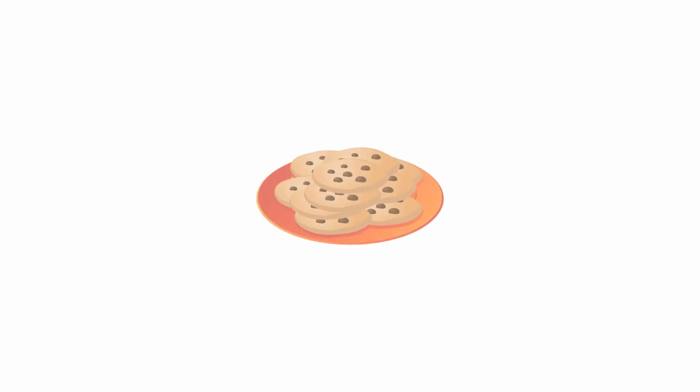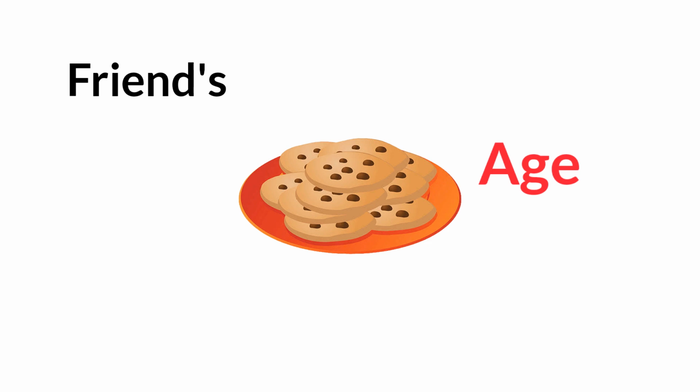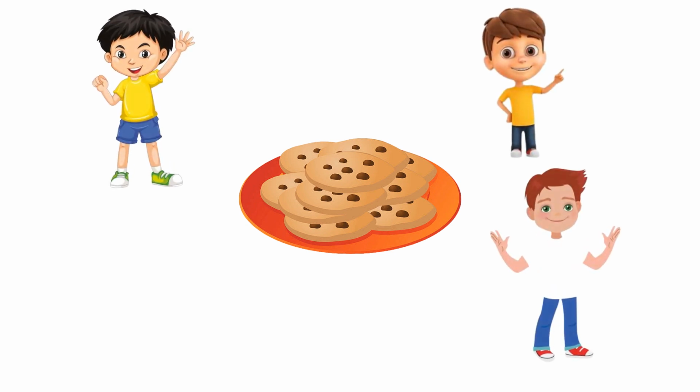Imagine you have a plate of cookies and you want to share them with your friends based on their age. You have different categories for different age groups, like little kids, big kids, and teenagers. The elif statement helps you decide which category your friends belong to.